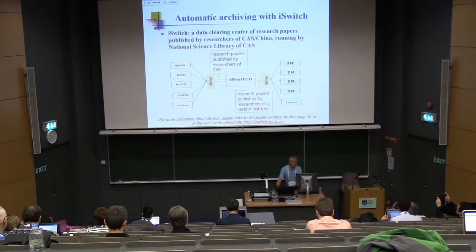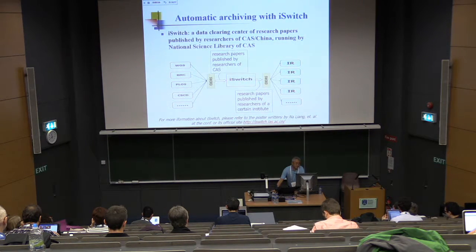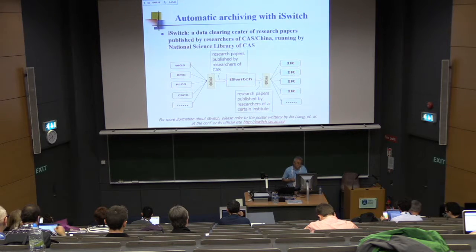For automatic archiving with iSwitch in CSpace, iSwitch accepts research papers published by researchers of CAS. These papers are pushed by publishers and other sources into this switching hub. Then iSwitch can re-push research papers published by researchers of certain institutes to separate IRs.